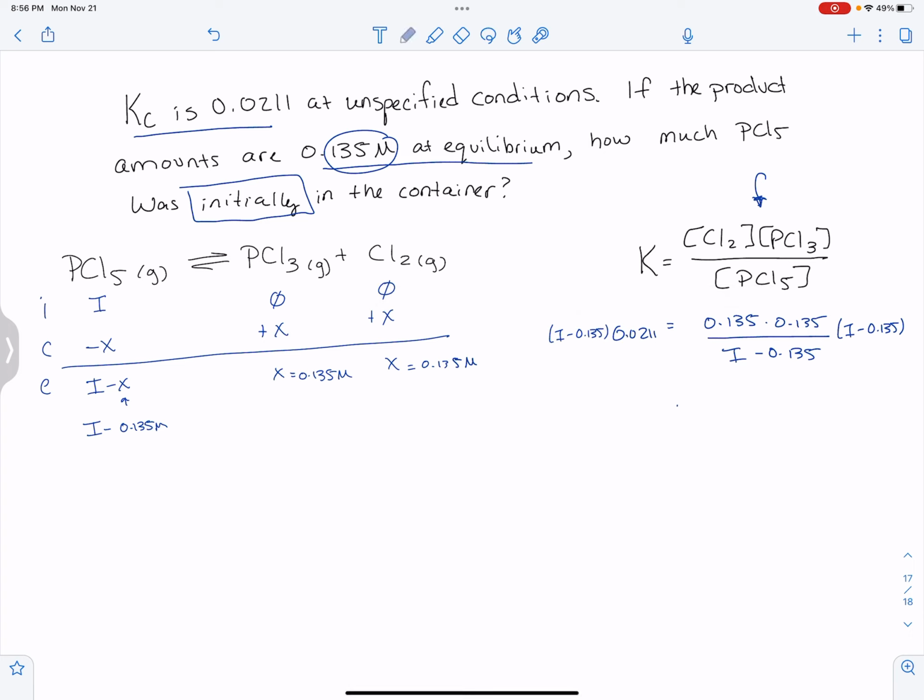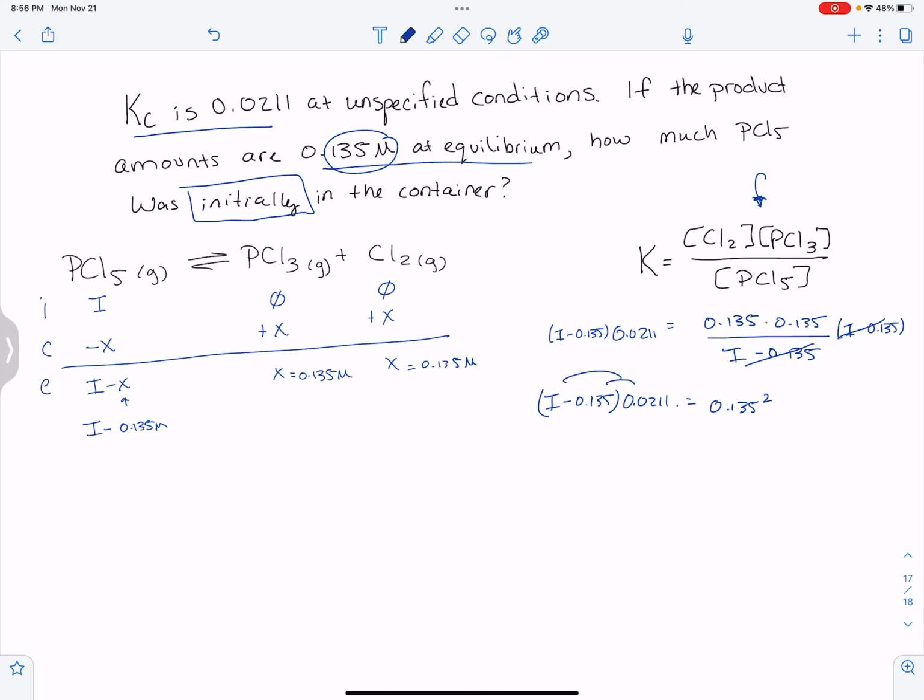I can say that my denominator is now canceled out. And I have I minus 0.135, that whole thing times 0.0211, equals 0.135 squared. I'm just writing it squared because it's fewer numbers to keep up with. You could start putting numbers in and solving it that way. There are sometimes in science where it's easier to wait till the end to put all the numbers together. Now I need to distribute this to both numbers.